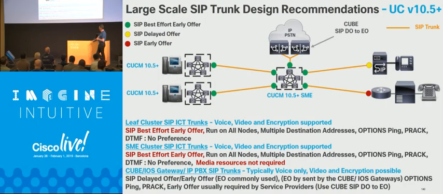Again, what do we need here? Early offer, run on all nodes, multiple destination addresses, options ping, PRACK, and DTMF no preference. So it's pretty much the same across the board.